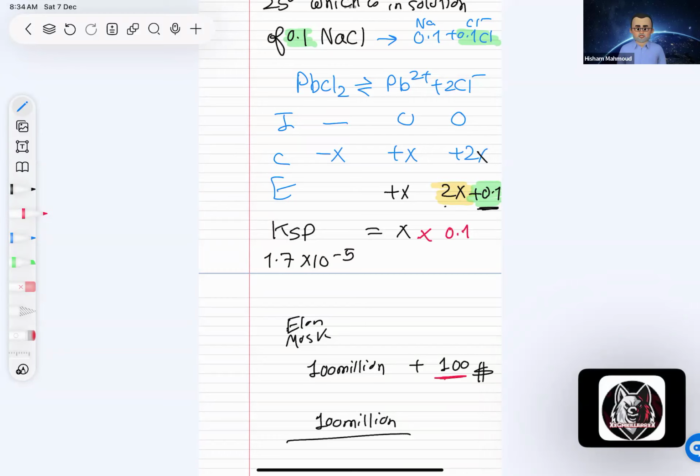But don't forget that there is a square. Why is there a square? Because there is a 2 here. So I will multiply the products together, which is x multiplied by 0.1 squared, and then I will solve for x. X is equal to how much? It will come to be 1.7 times 10 to the power of -3. Done, you found the x, which is the lead, 1.7 times 10 to the power of -3, and then you have also the Cl minus.